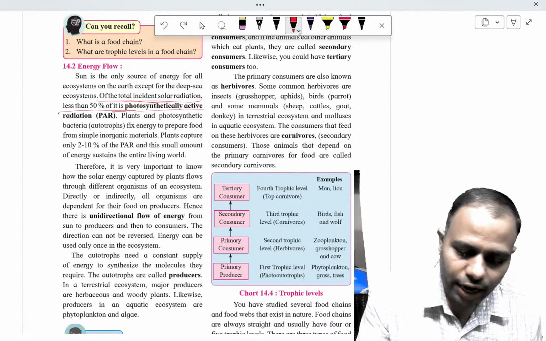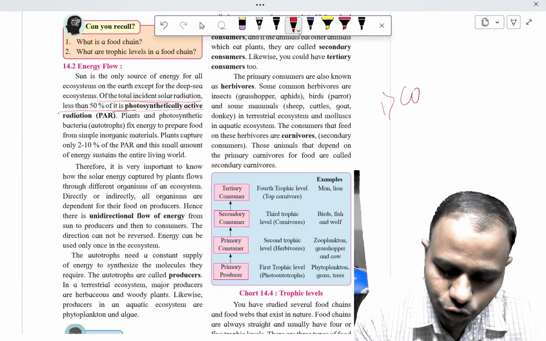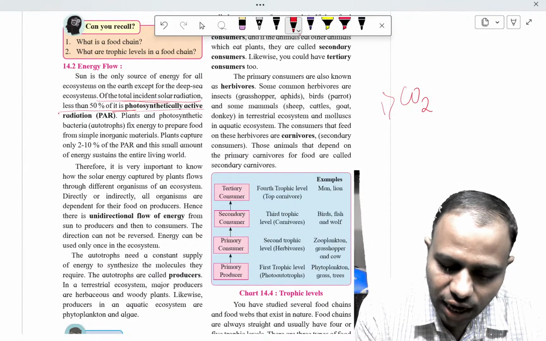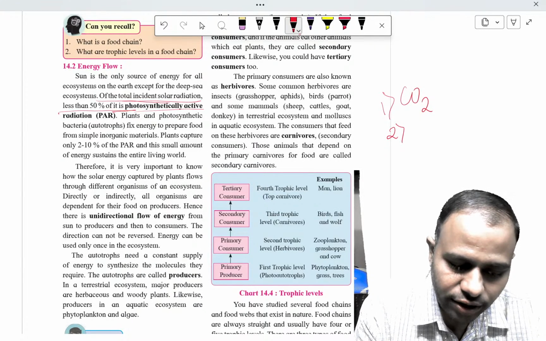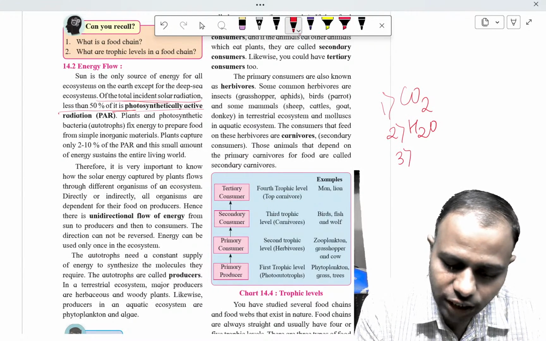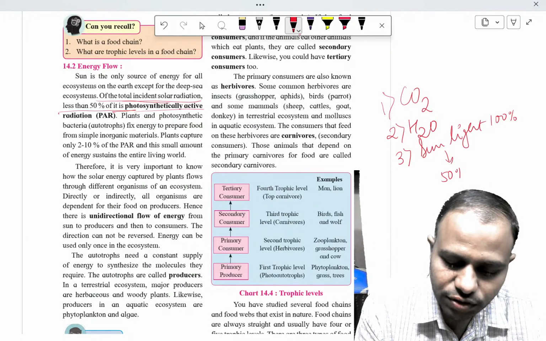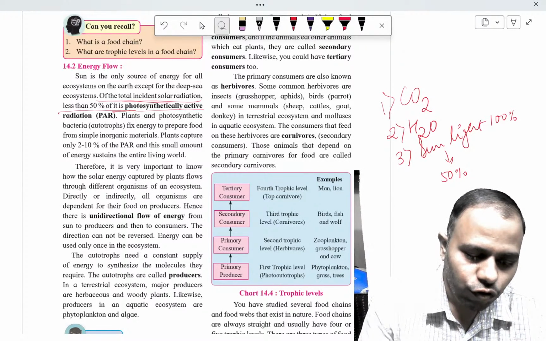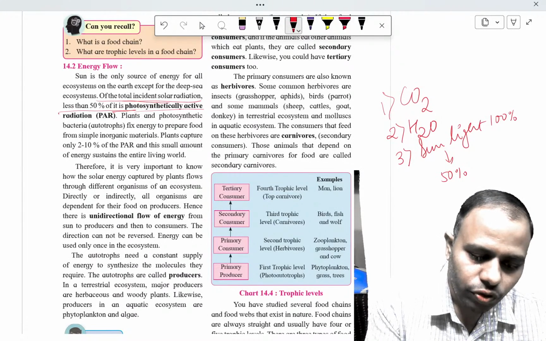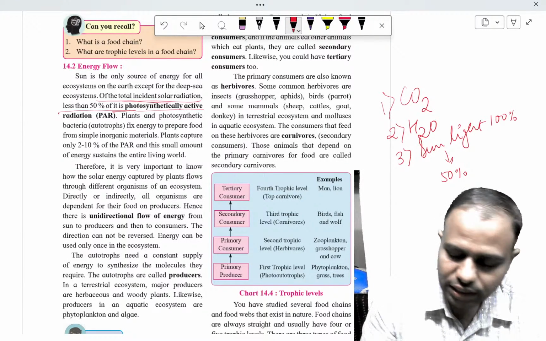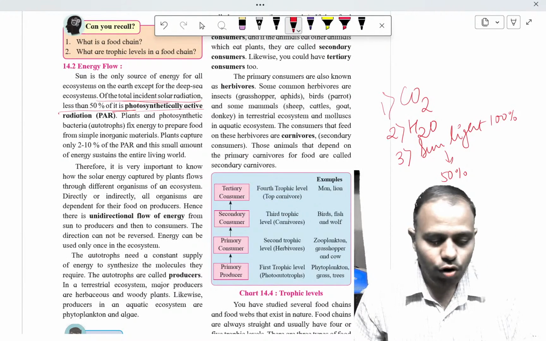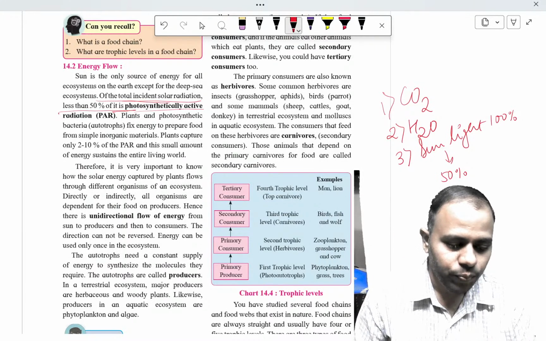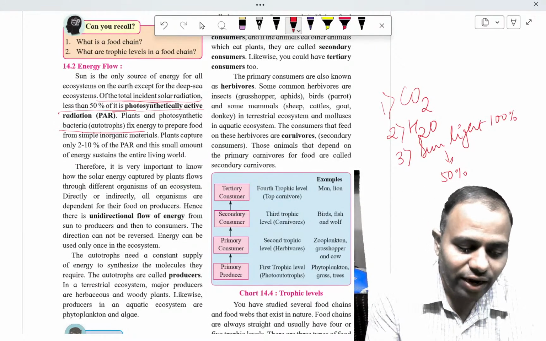So what are the things required for photosynthesis? First is carbon dioxide. Second, H2O is required. Then sunlight is required. Out of that 100% sunlight, how many percent is taken? It is only 50% of the sunlight, which is actually important for photosynthesis, that is taken. This 50% of the light is called photosynthetic radiation, or PAR, photosynthetically active radiation. This 50% is taken by all the autotrophs on earth.